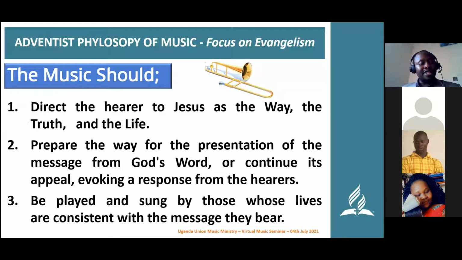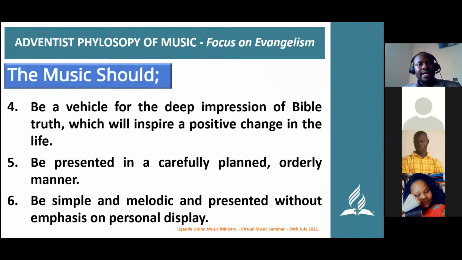Because if we preach something different from what we're doing, then we do not have the people appreciating the Jesus we love, the Jesus we serve, the Jesus our Savior. The other point is music should be a vehicle for the deep impression of the Bible truth, which will inspire a positive change in the lives of many. It has to have the Bible truth solely going out to all the people who are listening to that music. That way, they'll be able to have a positive change in their lives.